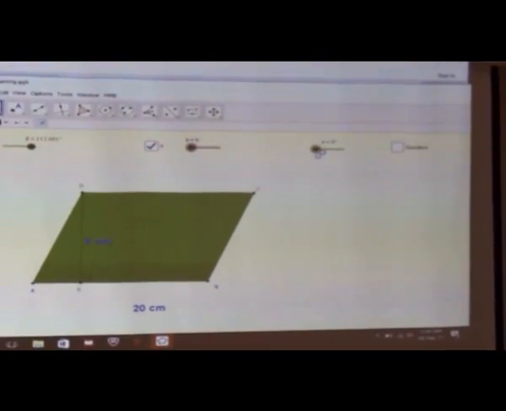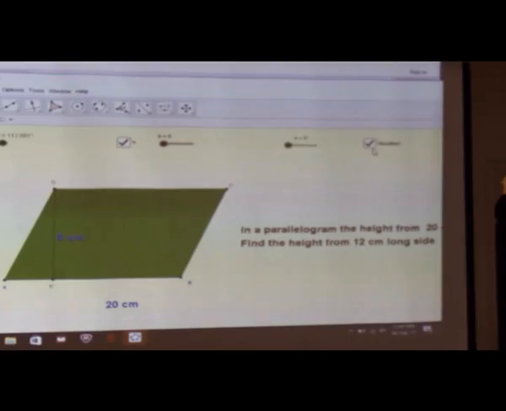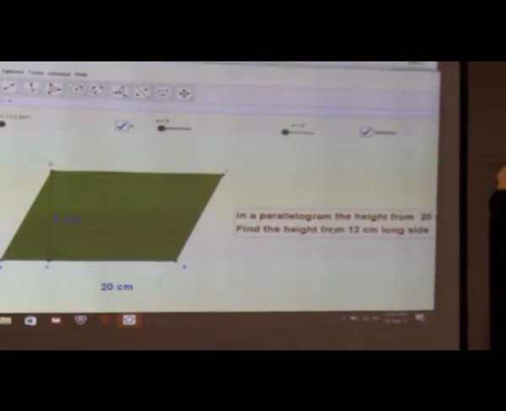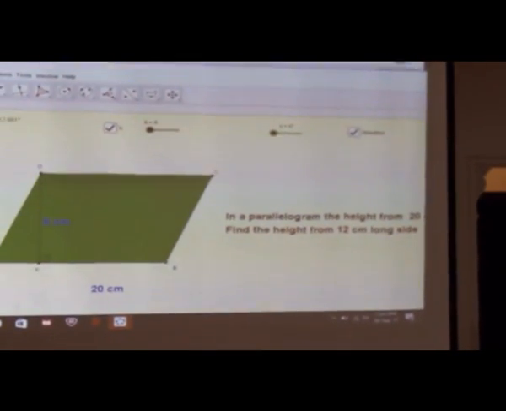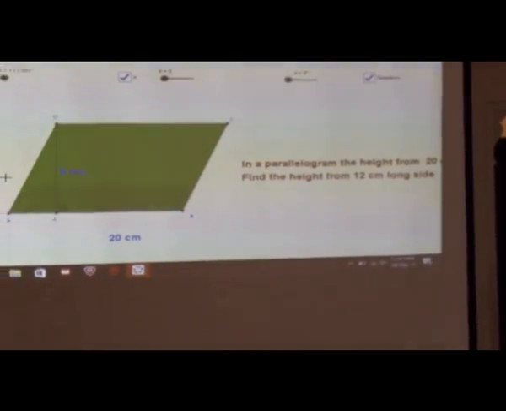Then there is one question you have to answer. In a parallelogram, the height from the 20 centimeter long side is 9. We have to find out the height from the other side, the 12 centimeter side. That's the question. I had presented this question in 8th standard and 9th standard, but students at that time faced difficulty. How can we think of a height from the 12 centimeter long side?